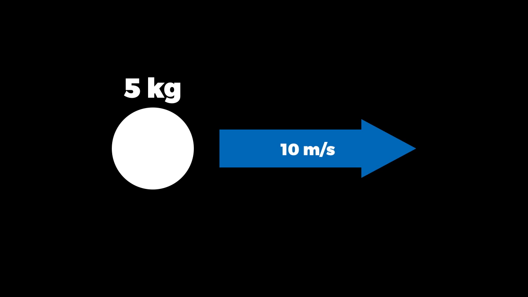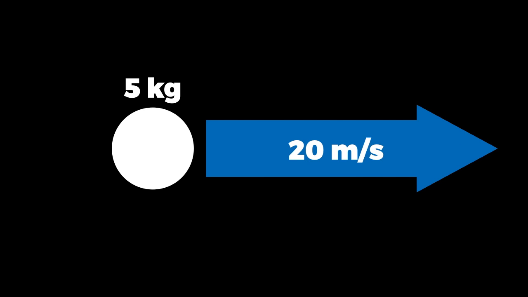Now suppose we wanted to exert a force to increase the speed of this object from 10 meters per second to 20 meters per second. Since we're exerting a force over a distance, we are technically performing work on the object. How much work? Well, we know that the initial velocity of the object was 10 meters per second, and the initial kinetic energy of the object was 250 joules. Now, the velocity of the object is 20 meters per second.